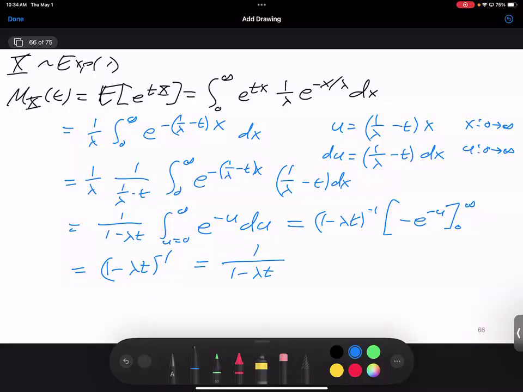Where have we seen something like 1 over 1 minus something? Yeah, it looks like a geometric series. So this is just going to be 1 plus lambda t plus lambda squared t squared plus dot, dot, dot.